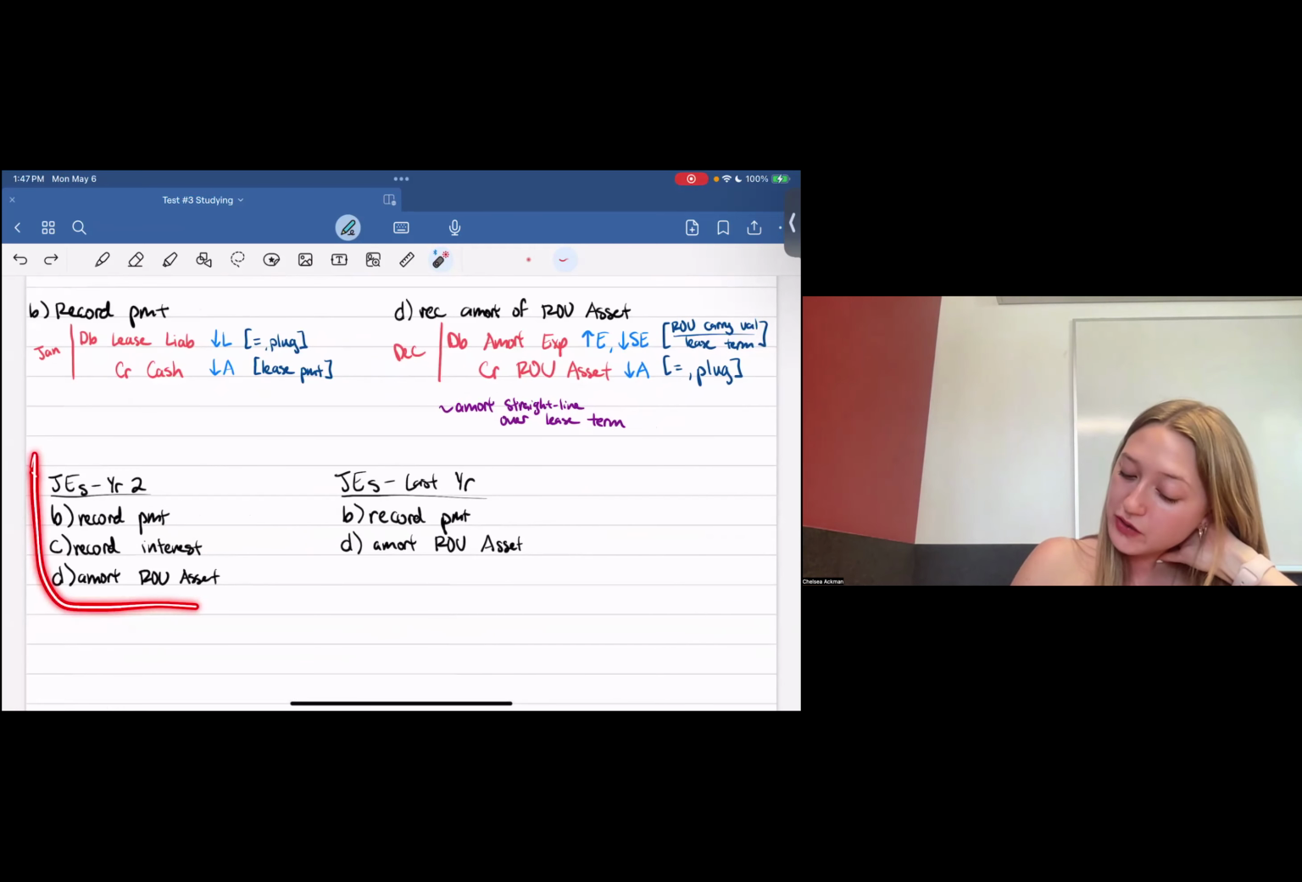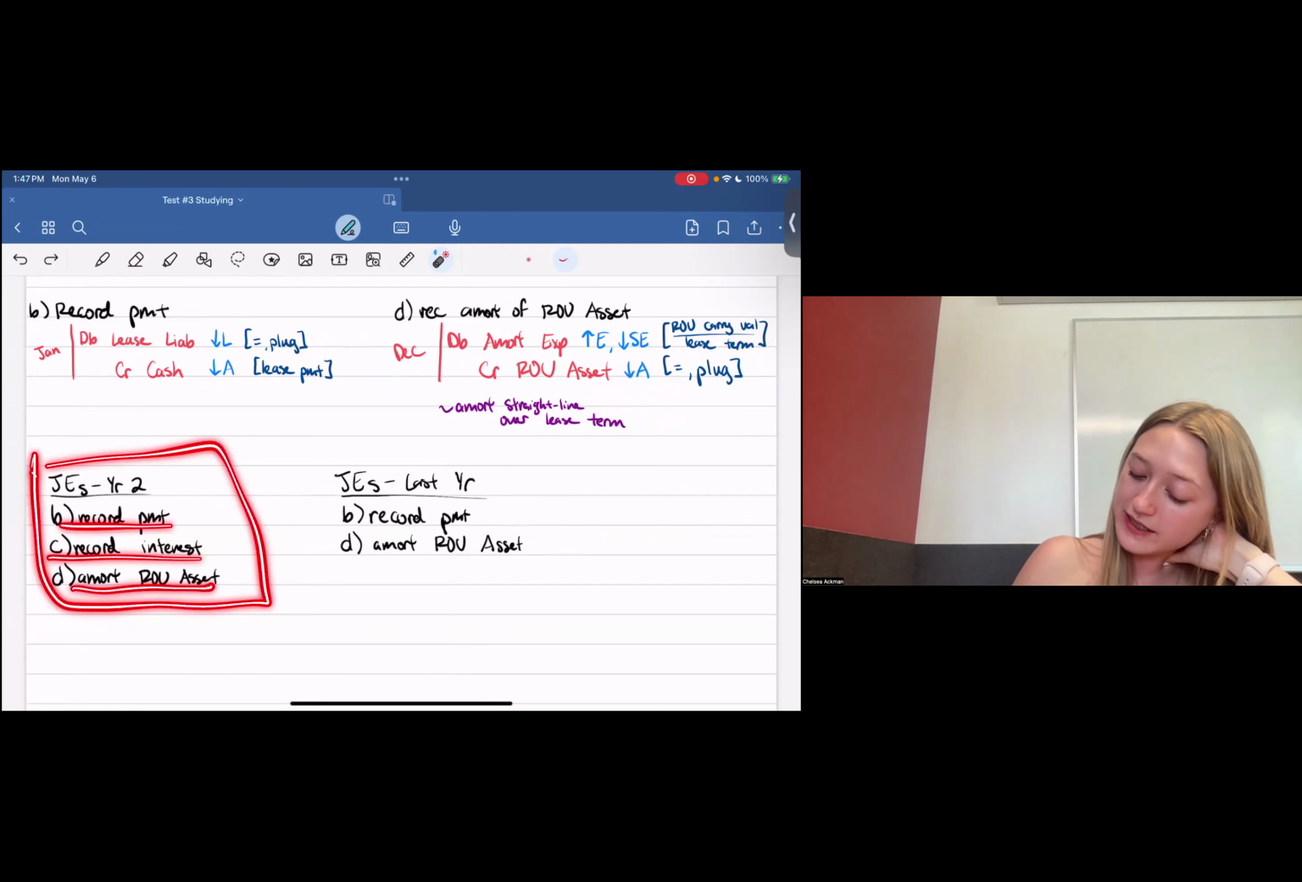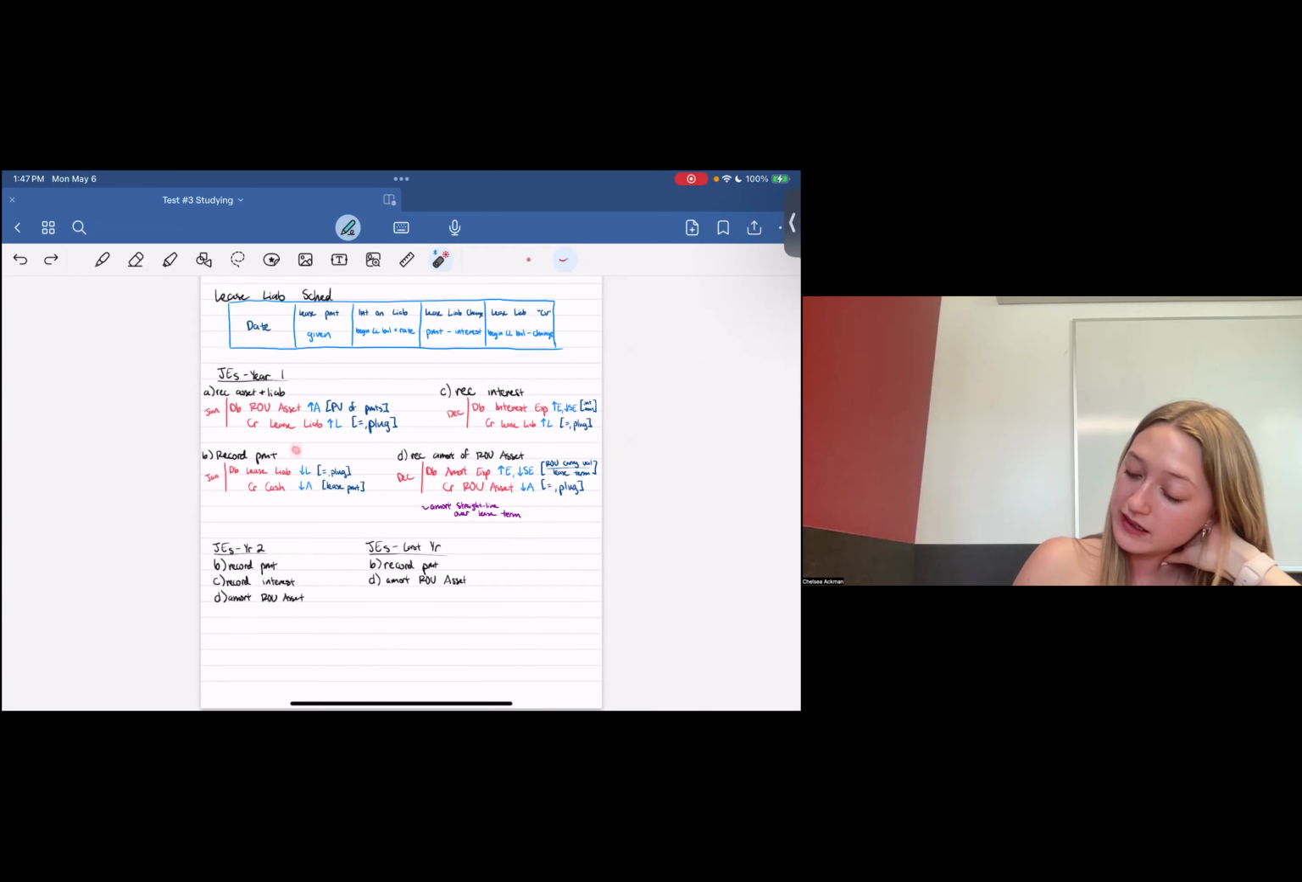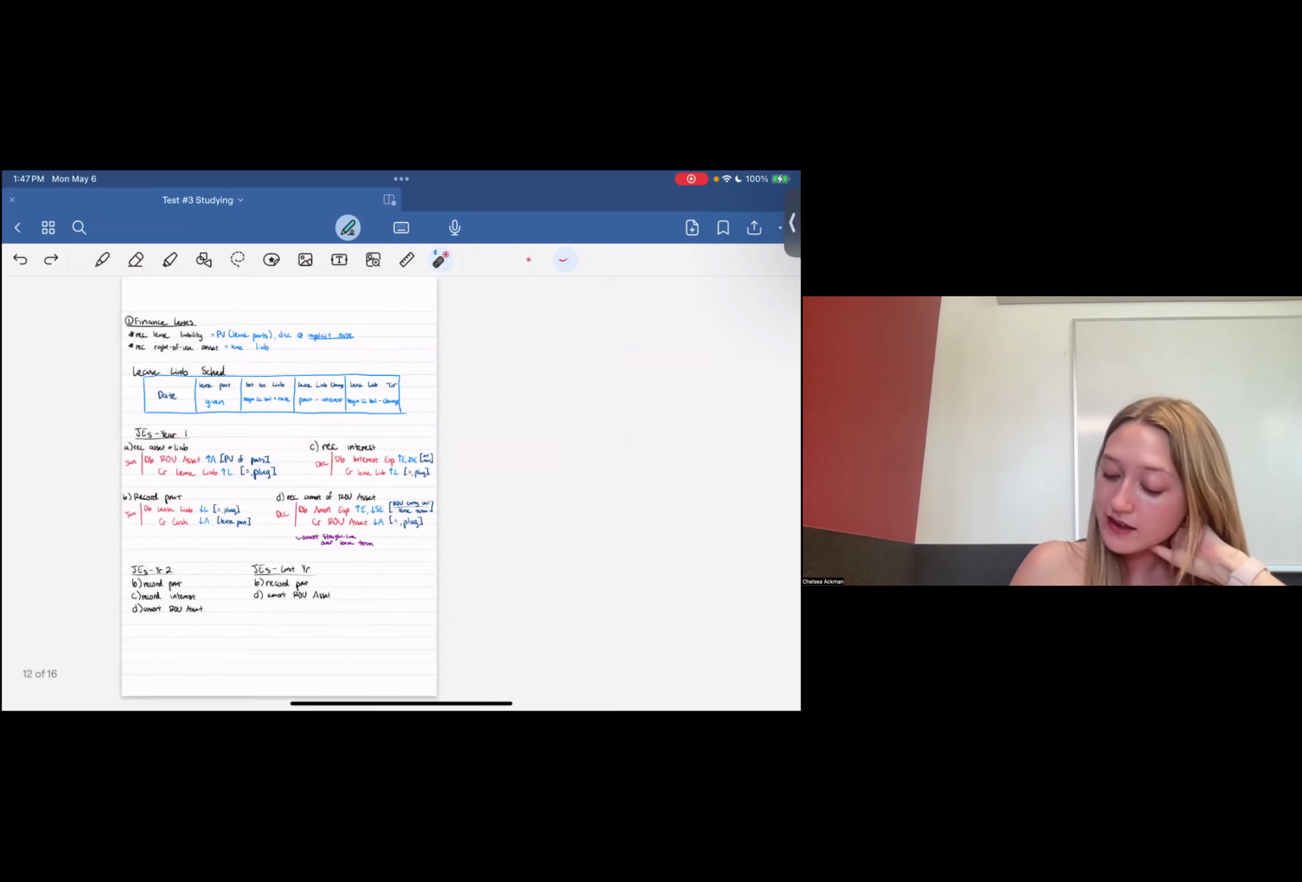Then for year two, we still record the payment, we still record the interest, and we still record amortization for the ROU asset through these same three entries. And then for the last year, you don't have any interest. You just record the payment and the amortization for the ROU asset.